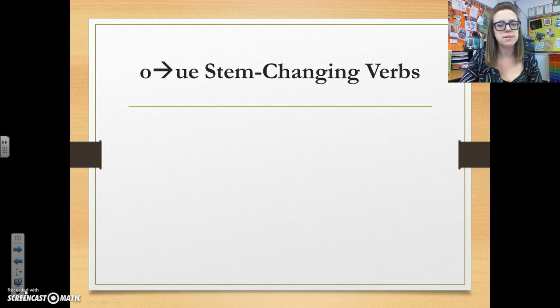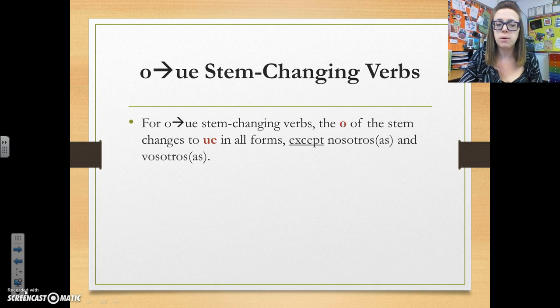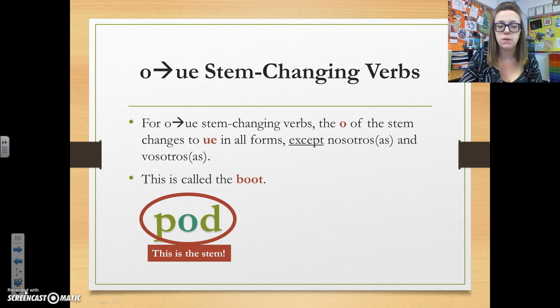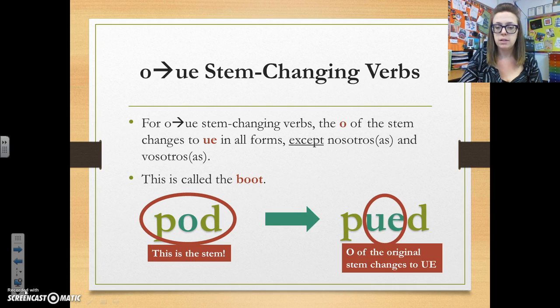Now, for O to UE stem changing verbs, the O of the stem changes to UE in all the forms except nosotros and vosotros. This is called the boot. So the verb poder, for example, which means to be able to, okay, whenever I take the ER off of the infinitive, I'm left with pod. That is our stem. The O of pod is going to change to a UE, okay? So that is our changed stem, okay?